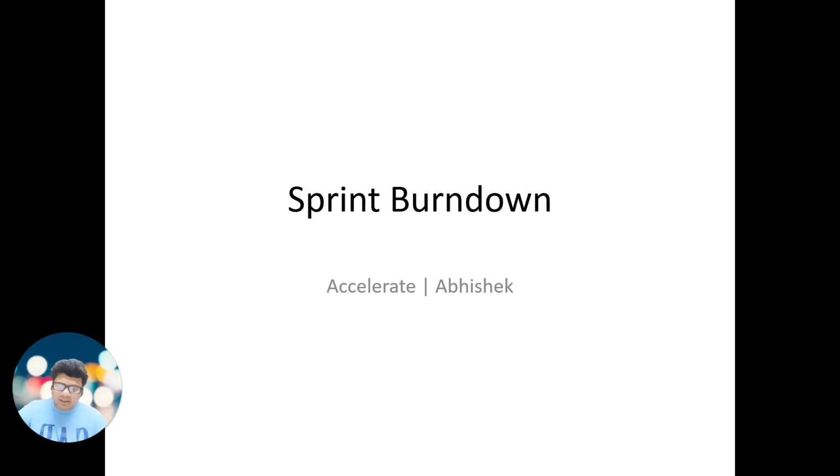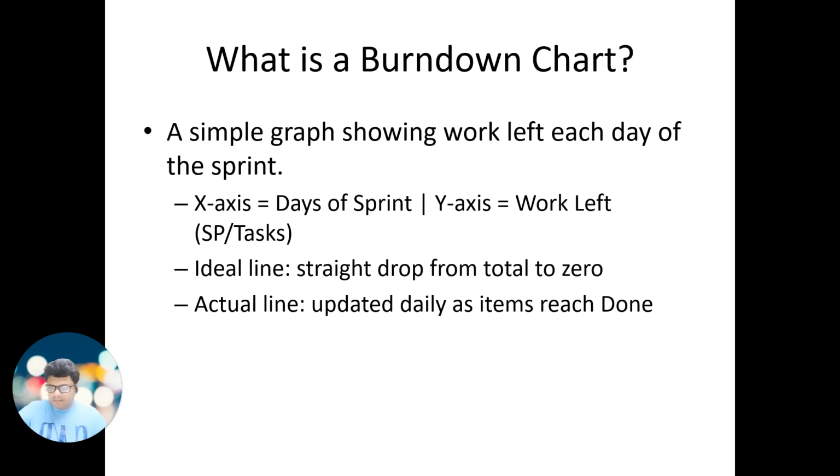So today we will be discussing what a sprint burndown is. Basically, a sprint burndown chart is a graph that shows work left each day of the sprint. The X axis depicts days of the sprint and the Y axis depicts work left, that is story points.